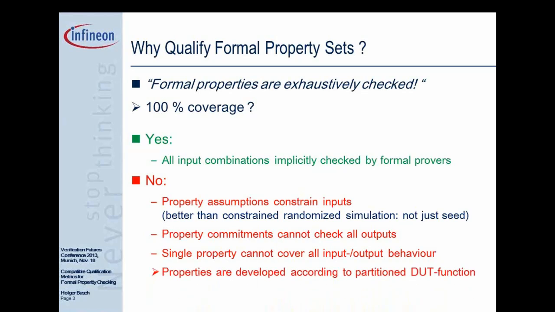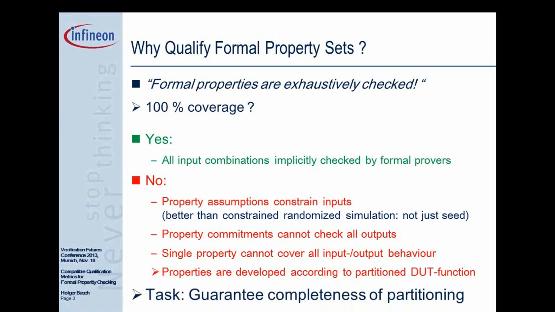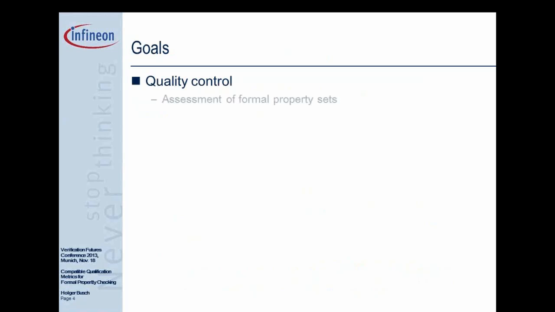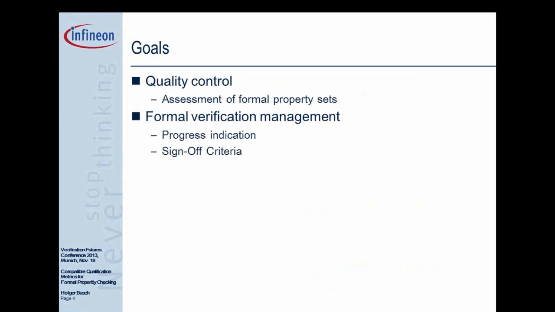So typically you develop the properties according to the functional clusters. You partition the design into clusters and cover the different partitions by different property sets. And then you must guarantee that the partitions you identify and the properties which describe them are really complete. It's a different level of completeness you have to provide, but you have to.